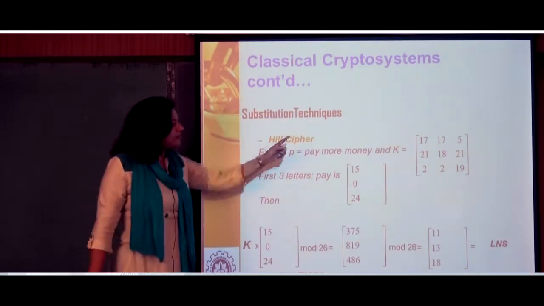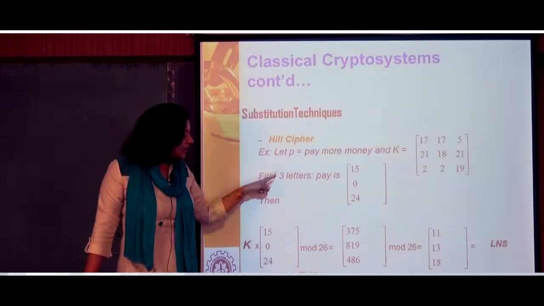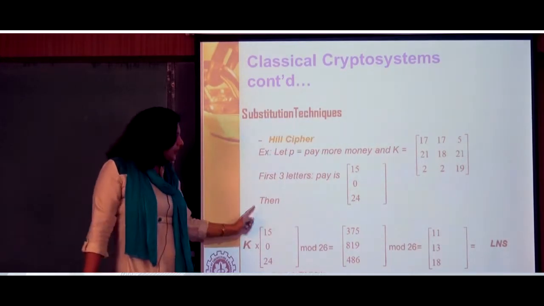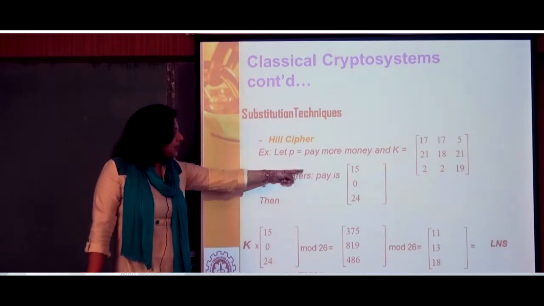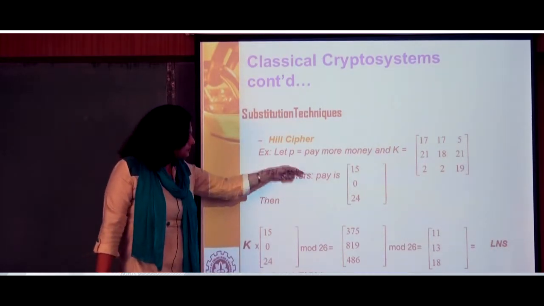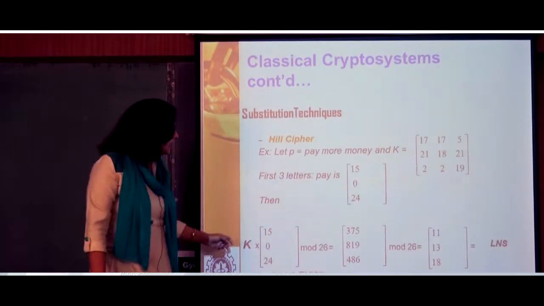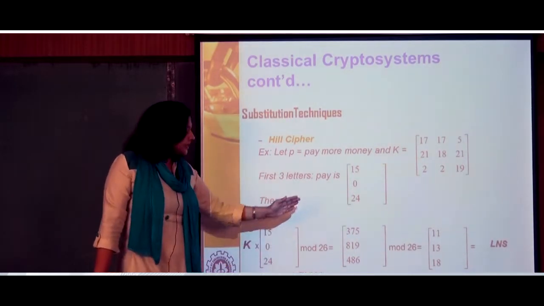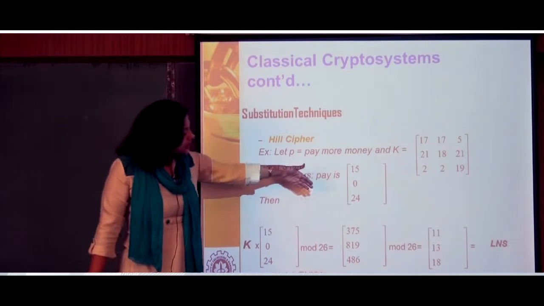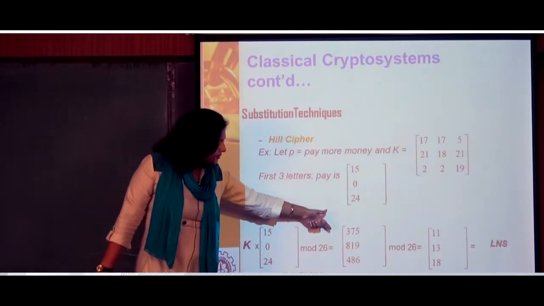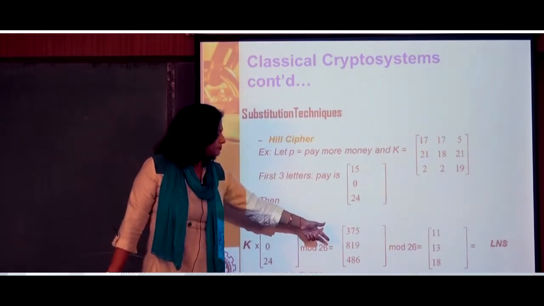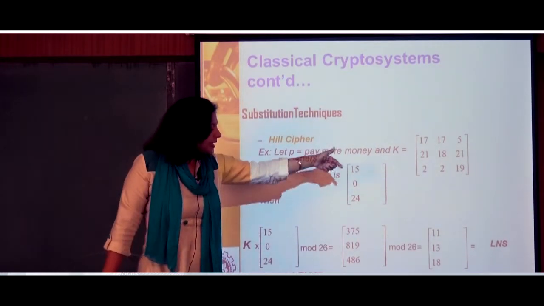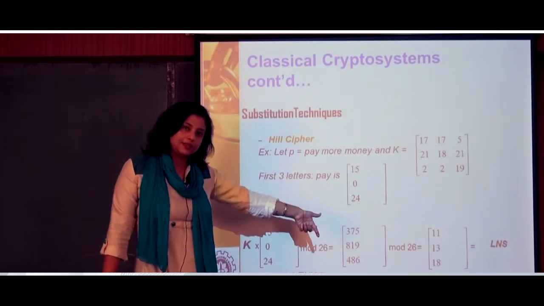Next, you multiply that K. Here we have to do matrix multiplication. So multiply the K matrix with this column matrix of the plain text letters, that is PAY, and take mod 26. After calculation, in the second step we will be getting 375, 819 and 486 mod 26. So finally we will be arriving at 11, 13 and 18.